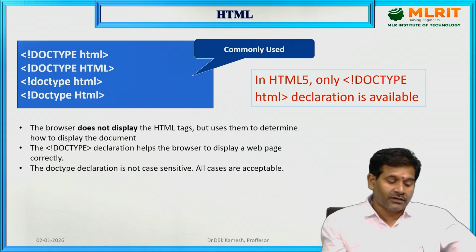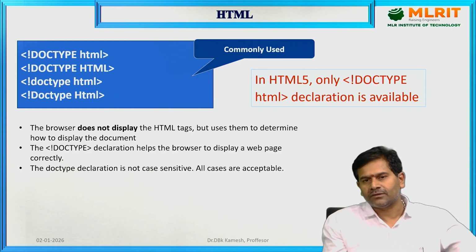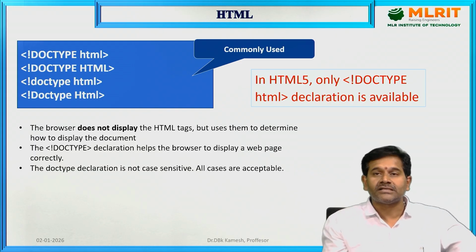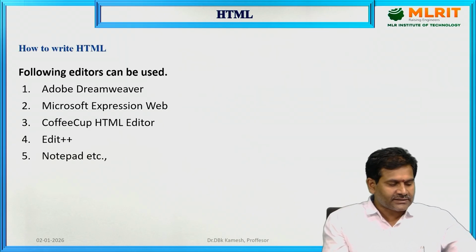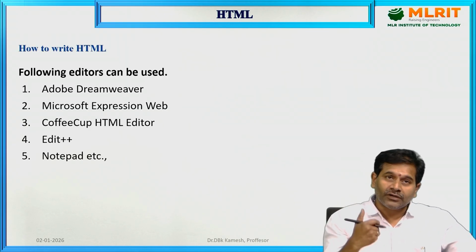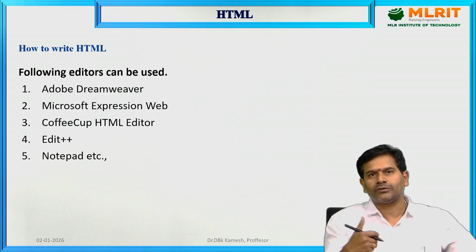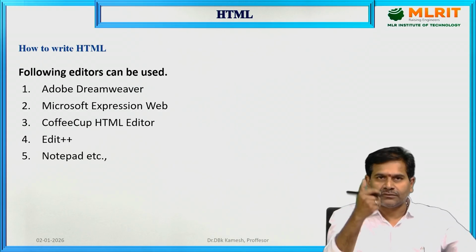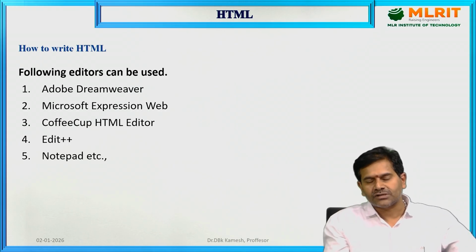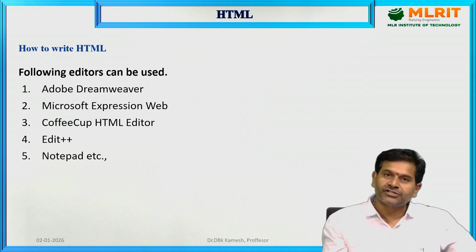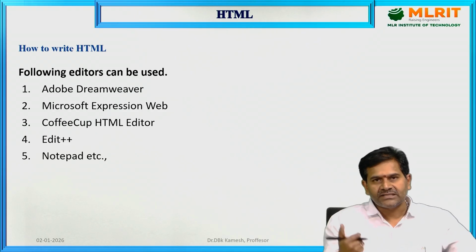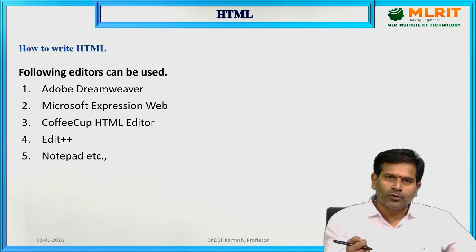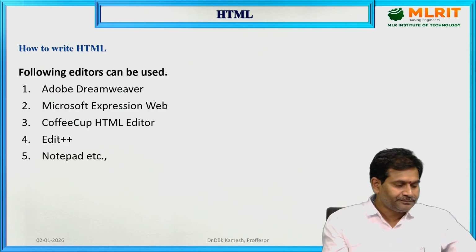Many more versions of HTML are available, but at present we are on HTML5. That is what we have shown in this slide. Next, how to write HTML and where to write it. Some of the available editors are Dreamweaver, Microsoft Expression Web, Coffee Cup HTML Editor, Edit Plus, Notepad, NetBeans, Eclipse, and many more.